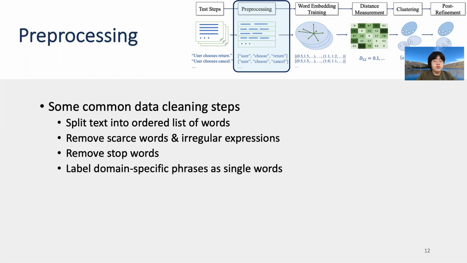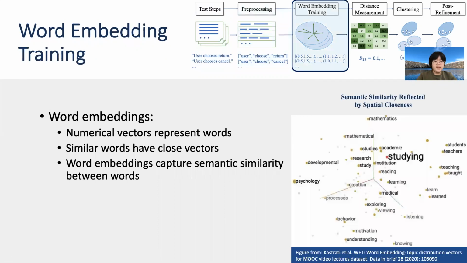Then we remove the scarce words, irregular expressions, and stop words that have no actual meaning, such as "to" and "is". The domain-specific phrases are labeled as single words. After this step, as a running example in the top figure, "user chooses return" becomes the word list of user, choose, and return.